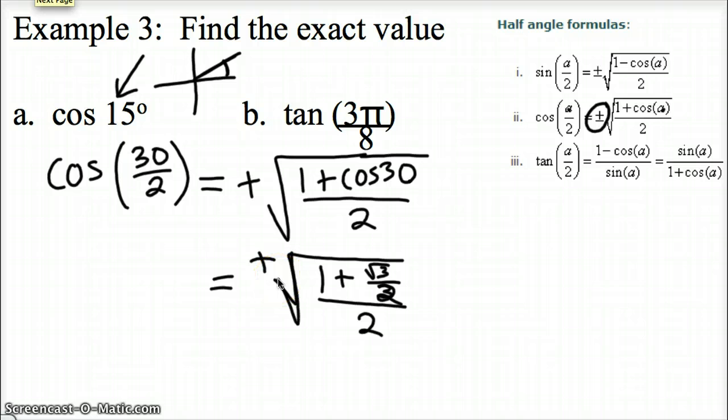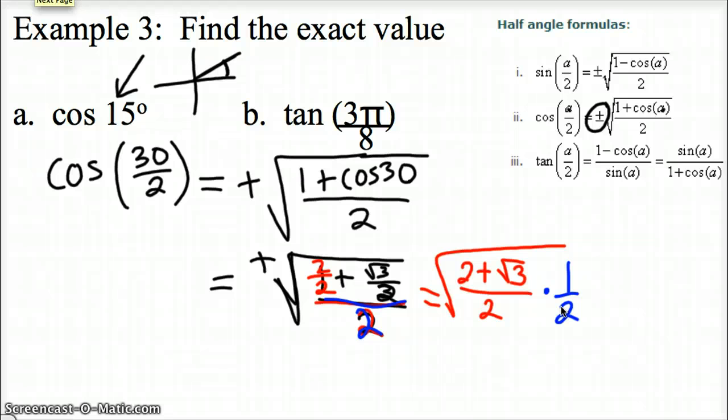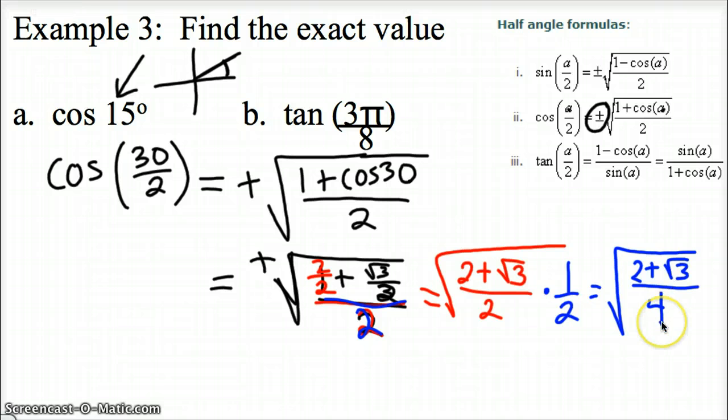So now once again I want to make this proper and simplify it, so I get a common denominator of 2. I'm going to change this to 2 plus the square root of 3 all over 2. That's just the numerator. But in changing the denominator, instead of dividing by 2, I'm going to change that to multiplying by 1/2. Same exact result. This will give me a lot simpler answer of 2 plus the square root of 3 all over 4.